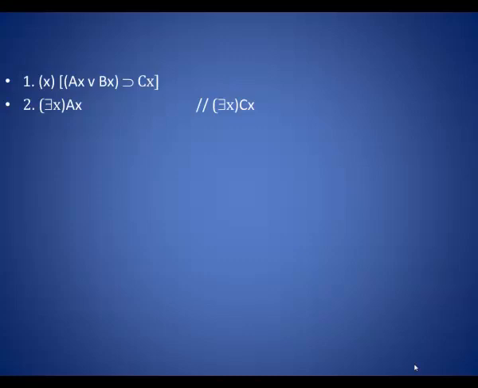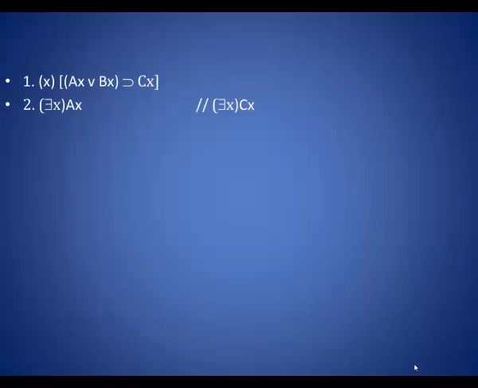Let's look at another example. In this example, premise 1 says for all x, if x is A or x is B, then x is C. Premise 2 says there exists an x such that that x is A, and our conclusion says there exists an x such that that x is C.